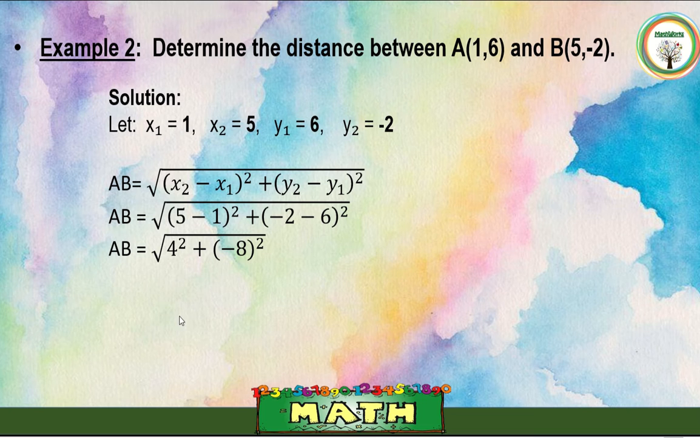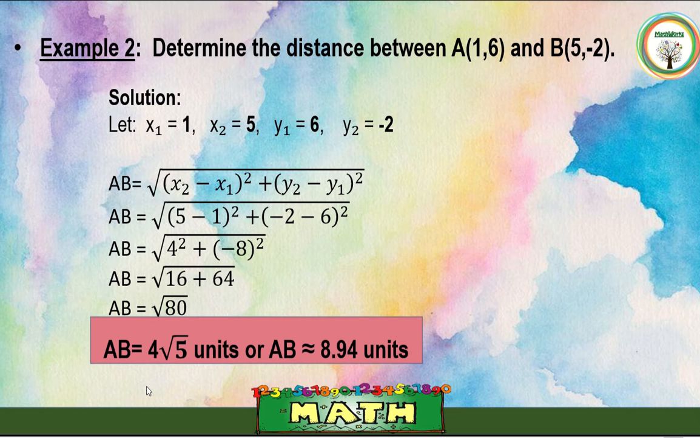Next, AB is equal to the square root of 5 minus 1 is 4, then squared, plus negative 2 minus 6 is equal to negative 8 squared. Simplify. AB is equal to 4 squared is equal to 16, plus negative 8 squared is equal to 64. AB is equal to the square root of 16 plus 64 is 80. Therefore, AB is equal to 4 square root of 5 units, or approximately equal to 8.94 units.